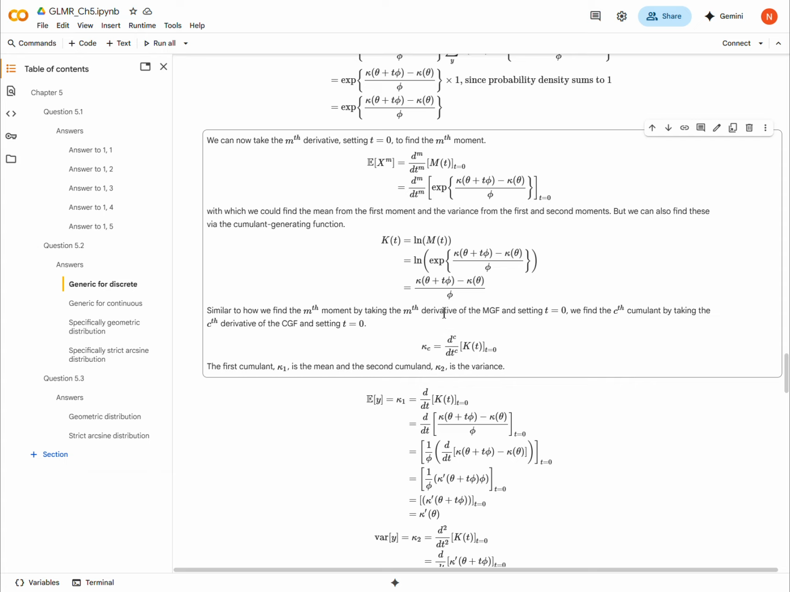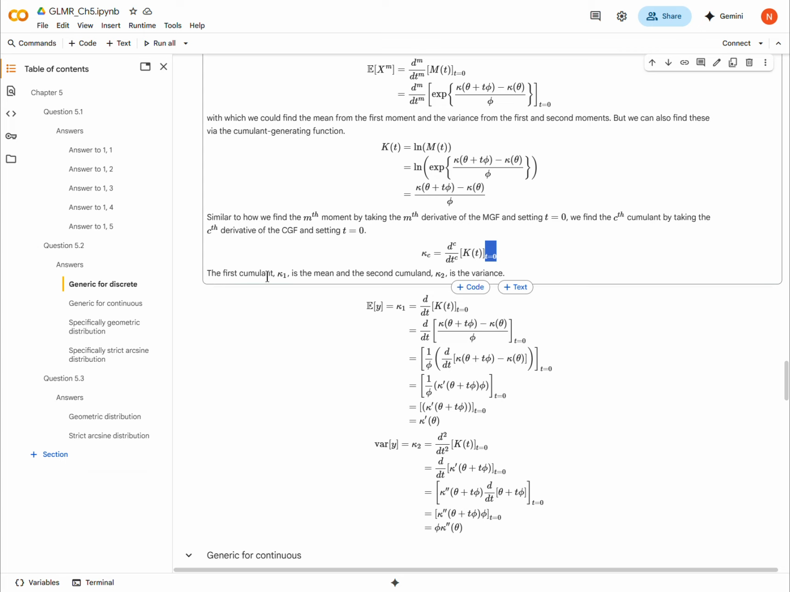Similarly, to find the first, second, third, or whatever cumulant, we take the derivative of the cumulant generating function, setting t to 0. Then we don't have to do any further manipulations. The first cumulant is the mean, the second one is the variance, and we can just push forward that way.